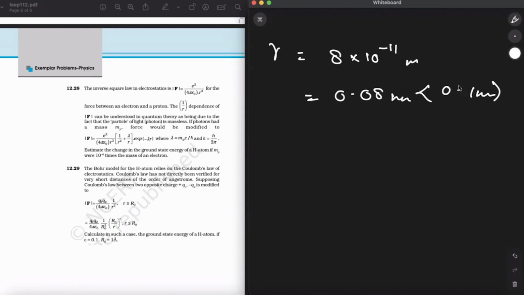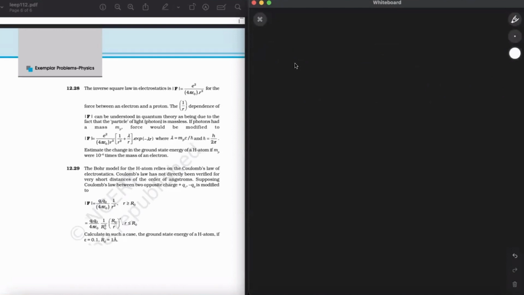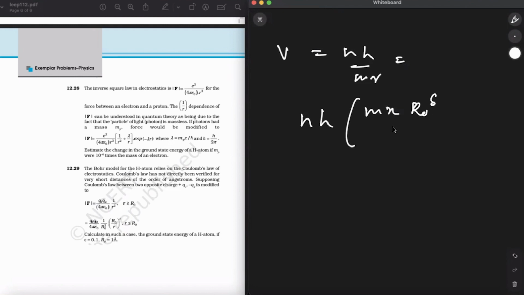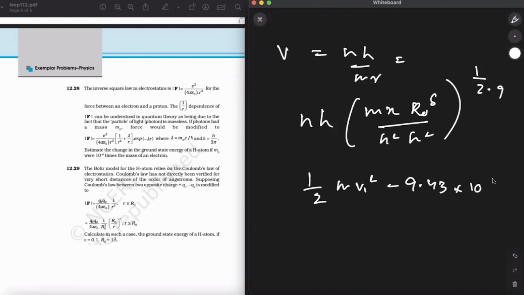Again, using Bohr's second postulate for the speed of the electron, we got the radius right now. So now moving forward, the velocity v will be equal to nh upon m r, which is nh upon m X r naught delta, m square h square, and the same thing raised to 1 upon 2.9. So the kinetic energy, now I'm writing it as half m v1 square, is 9.43 into 10 to the power of minus 19 joule, which we get as 5.9 electron volts.